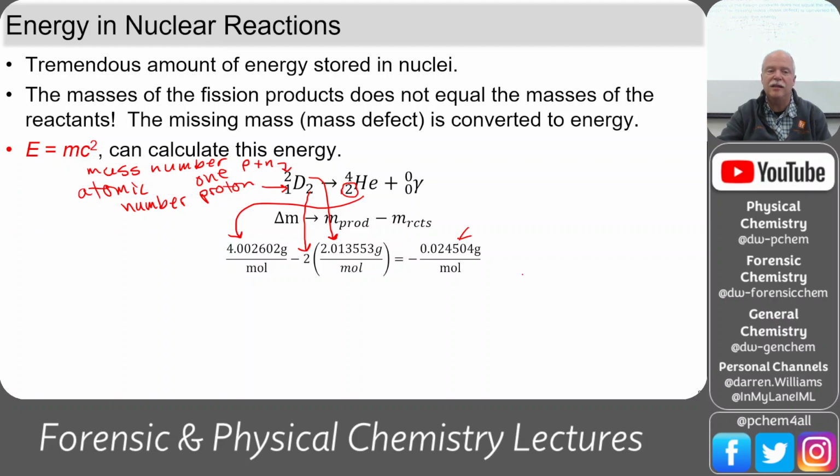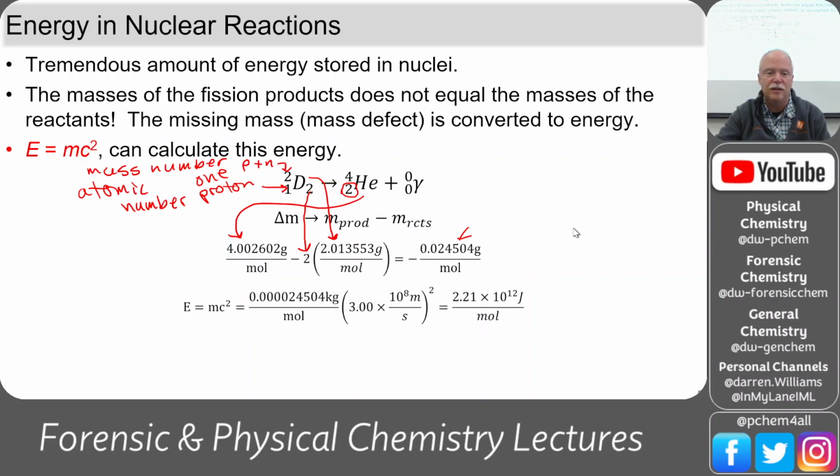Let's take this mass and put it into Einstein's equation. So this is the missing mass here times the speed of light squared. And so you've got kilograms, meters squared per second squared, that's a joule. And so it's 2.21 times 10 to the 12th joules per mole. Okay, we're so used to using scientific notation that it doesn't mean a lot to us. We see 10 to the 12 joules and it's just 10 to the 12 joules. But you've got to get your mind around what that means.